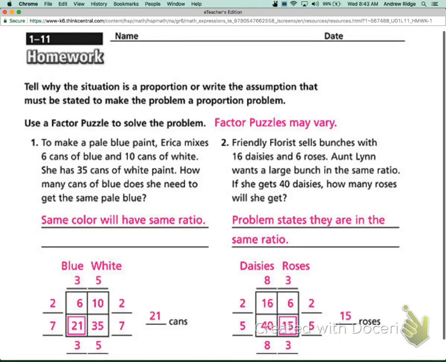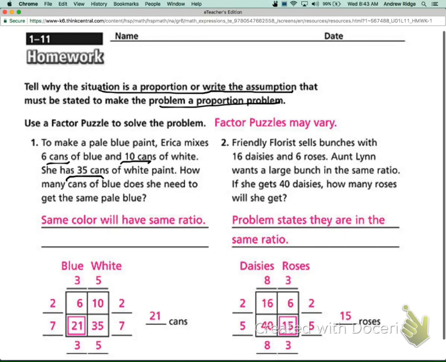Okay, 1-11 homework. Let's get through this. To make blue paint, Erica mixes 6 cans of blue and 10 cans of white. She has 35 cans of white paint. How many cans of blue does she need to make the same pale blue? Well, we have to tell why the situation is a proportion, or write the assumption that must be stated to make the problem a proportion problem.